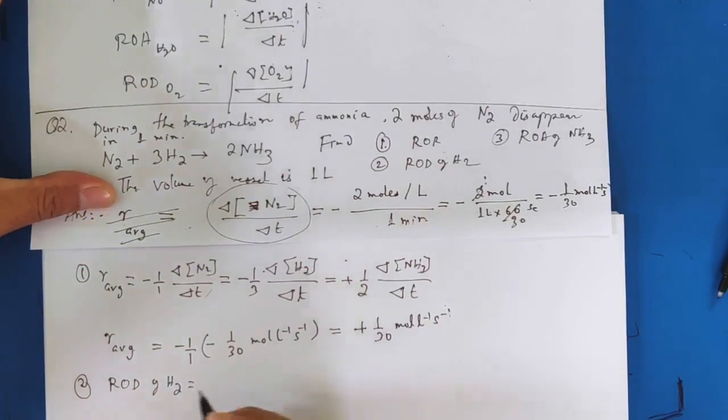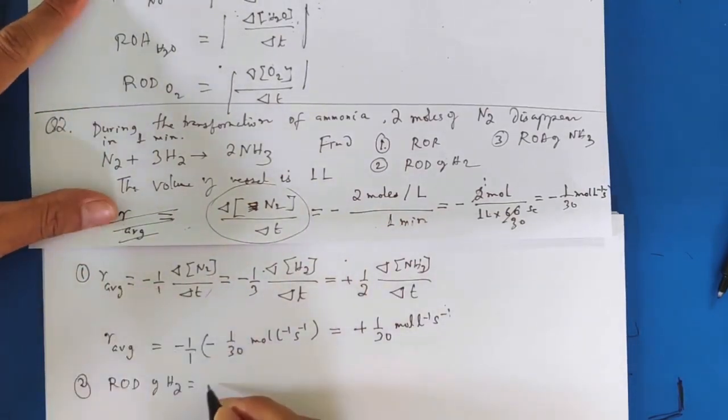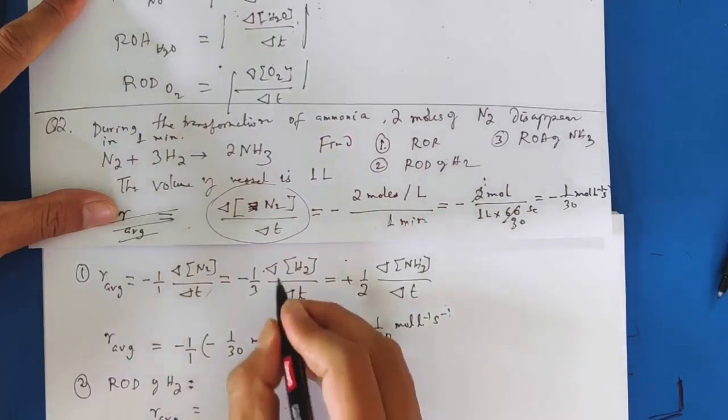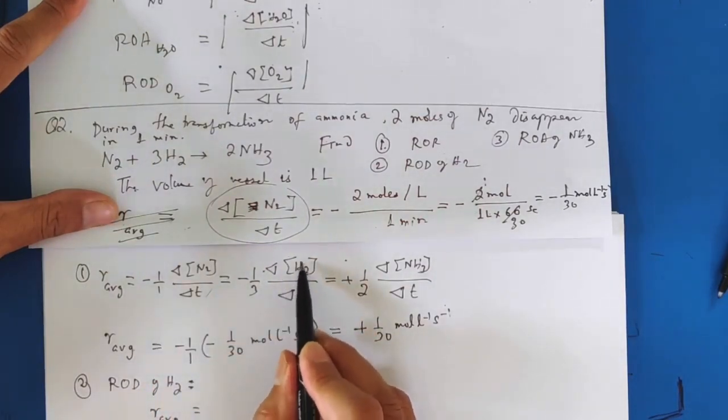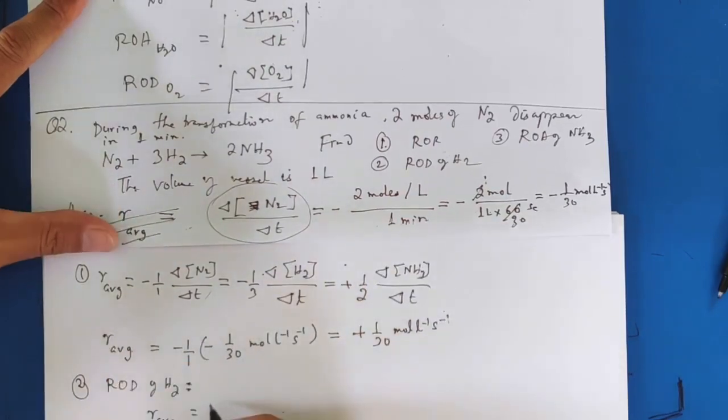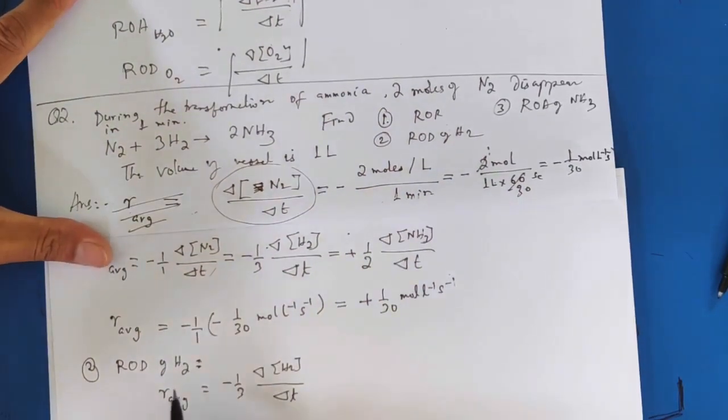Rate of disappearance of hydrogen. To calculate the average rate, R average is how much? The average rate is equal to minus 1 by 3 del hydrogen del T, right? Our average rate is 1 by 30 mole per liter per second, equal to minus 1 by 3 modulus del hydrogen del T, right.